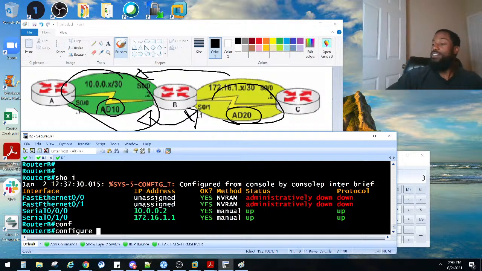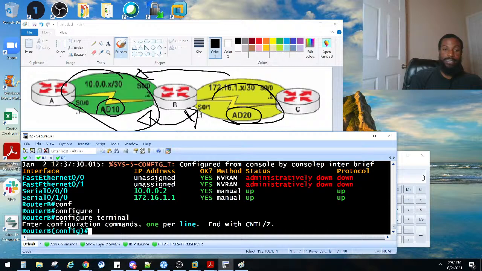I would think it would see AD 20 as external EIGRP, vice versa. I'm trying to think. I think you would still have to do redistribute and then change the metrics and do all that to make that work. I can't remember. I haven't touched that stuff in a minute, and this is why I'm going back to the fundamentals. So go to global config mode and let's do that.